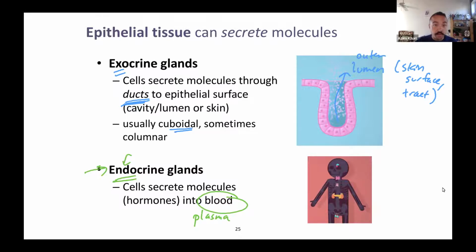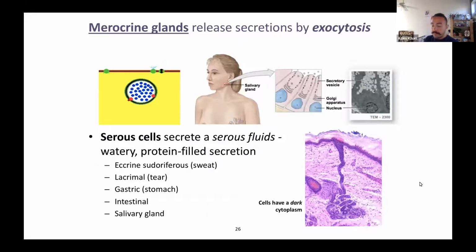Exocrine secretes to a lumen, a cavity, to the surface of your skin. They're all usually cuboidal, sometimes columnar. We have a whole separate chapter on the endocrine system. We'll focus on that later. Right now, let's focus on exocrine glands. There's several types of exocrine glands. So here's our first type of exocrine gland. It is called a Merocrine gland. A Merocrine gland, a type of exocrine gland.